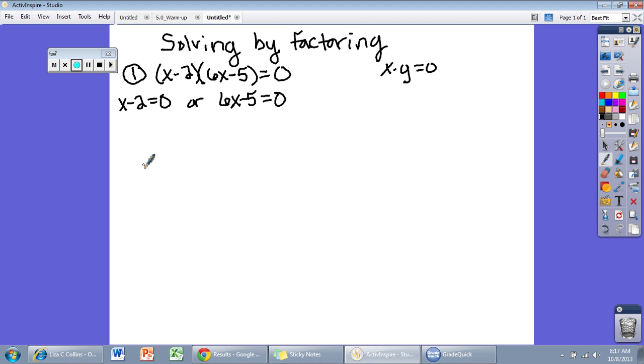So what would x actually be if this were to happen? Well, we would add 2 to both sides, so x would equal 2. Or we would add 5 to both sides, and then divide by 6 to get x is equal to 5/6. So x is equal to 2 or x is equal to 5/6 would be your two solutions.